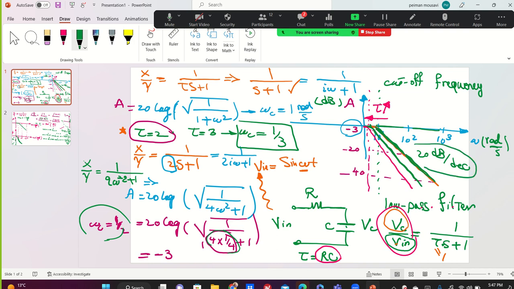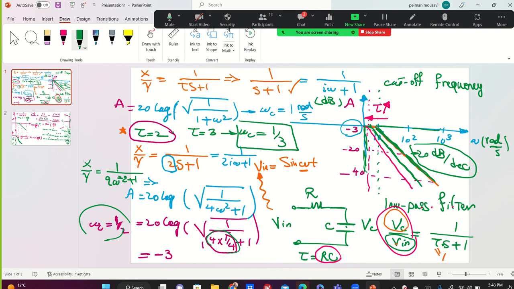So the slope of this is minus 20 decibel per decade. A decade is every factor of 10, that's how we define it. This downward slope is minus 20, see? Almost 20. Okay, decibel over decade. I just want to let you know.